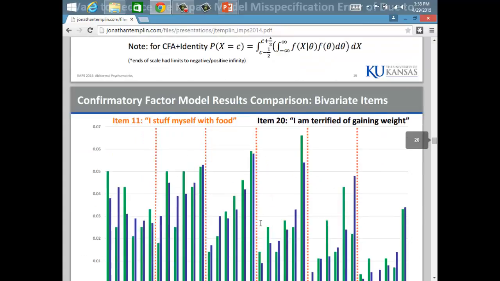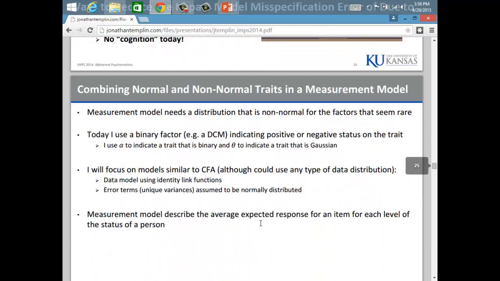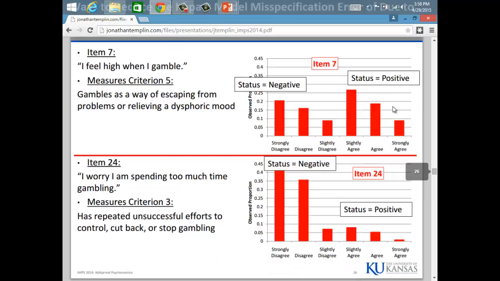Here's an interesting thought, though, right? Is it a factor score, or is it our data, right? I mean, where is it? Is it the data? Is it the factor? What's the thing that's not normal, right? Here's gambling data. These are items that you've seen in this class from the GRI.